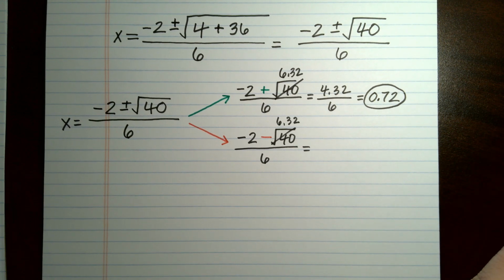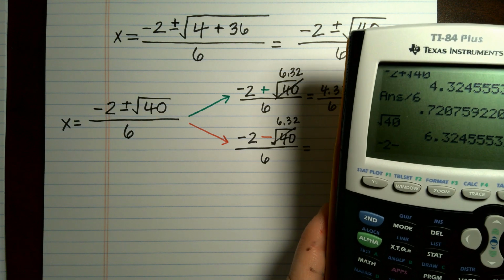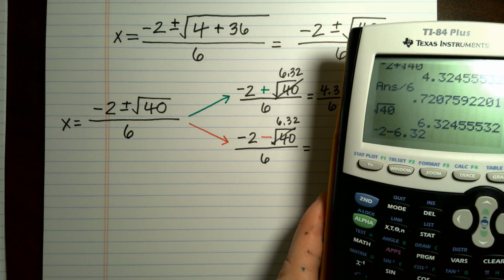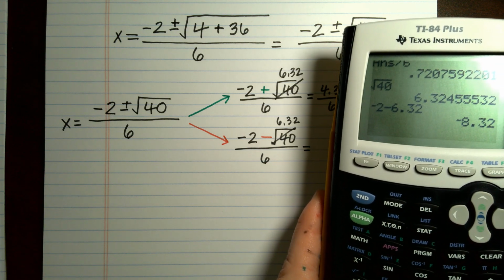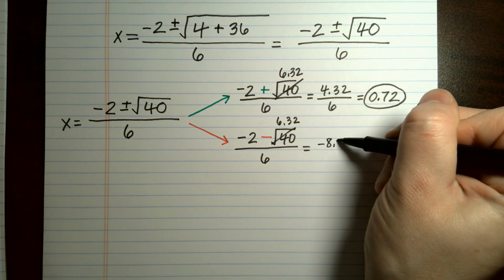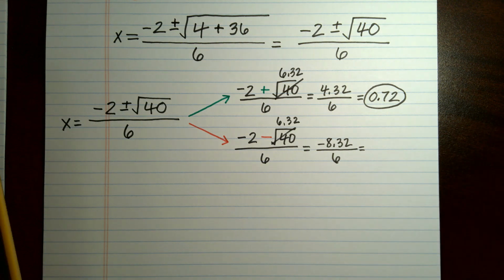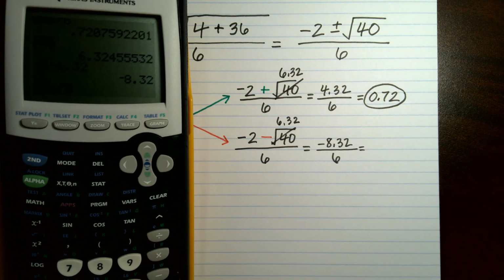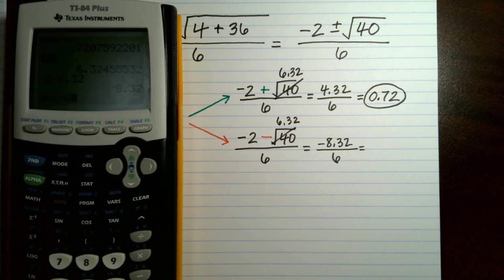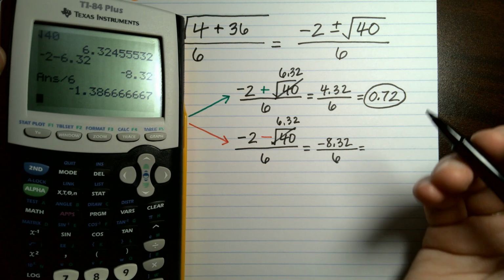So let's see if we can solve the bottom one. -2 minus 6.32. I got -8.32. And we still need to divide by 6. Just divide by 6.